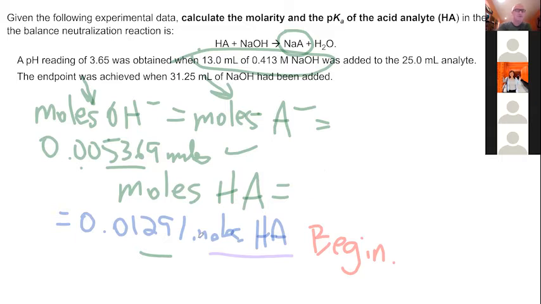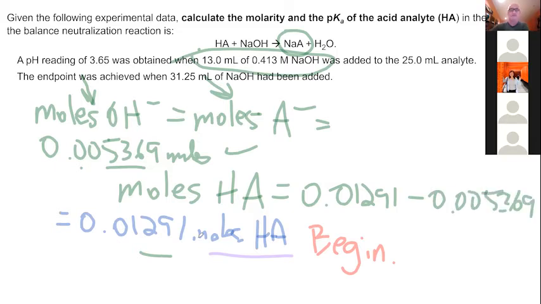These small numbers are confusing. It's really easy to make a mistake with them because it's easy to put one too many zeros in or not enough zeros in. So I'll try not to make a mistake here, but that's 0.01291 minus 0.005369. That's the number of moles I should have left. So how many is that?